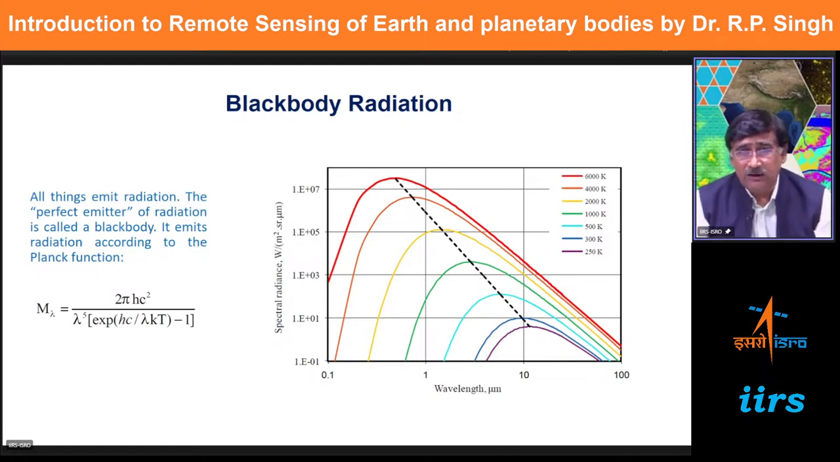Since real bodies are not black bodies, they are gray bodies, they deviate from this principle. So from any deviation, we can also compute the emissivity of the target, which again is linked to various properties of the target.